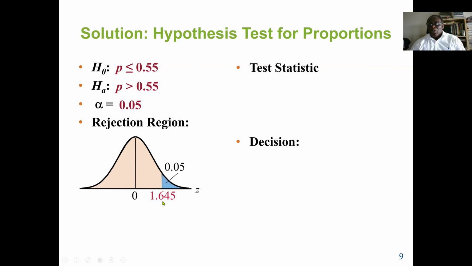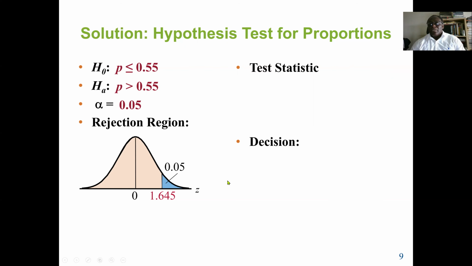Now, when you look at the Z, we get 1.645. Previously, we used 0.025 because you have 0.025 here and 0.025 there. So if you're looking for Z and the alpha is 0.025, you get 1.96 because it will be Z of 1 minus alpha over 2.